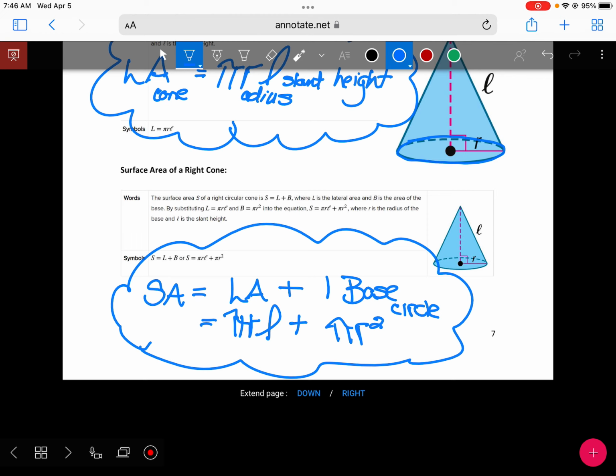What does that say underneath the LA? Pi RL. Pi RL.